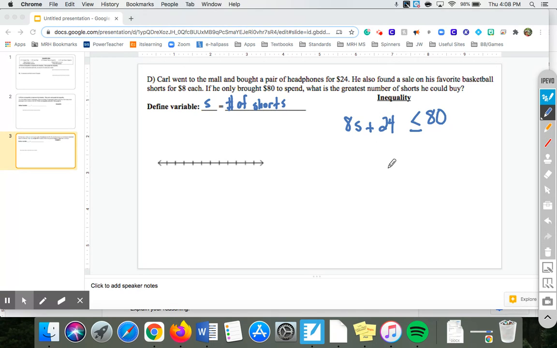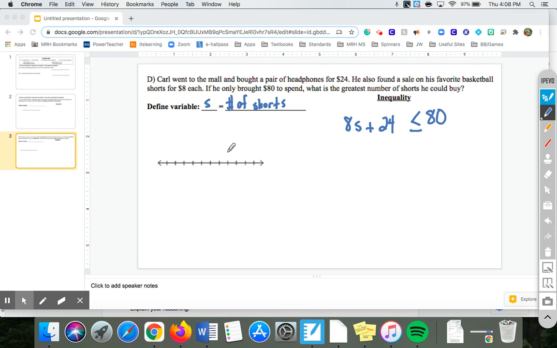So again, we would solve for S, to be able to see that S is less than or equal to this number of shorts, so that we could then graph that, or plot that on the number line to signify this is the acceptable range of shorts that he could buy.